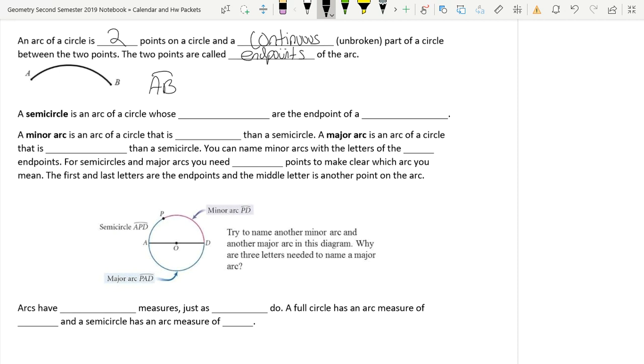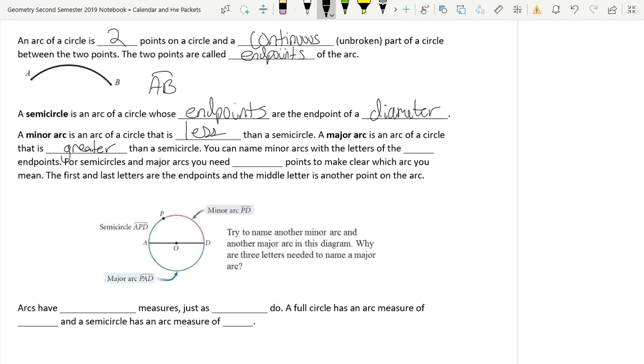Now, there are different types of arcs. There's a semicircle, and a semicircle is an arc of a circle whose endpoints are the endpoints of a diameter. And a minor arc is an arc of a circle that is less than a semicircle. And a major arc is an arc of a circle that's greater than a semicircle.